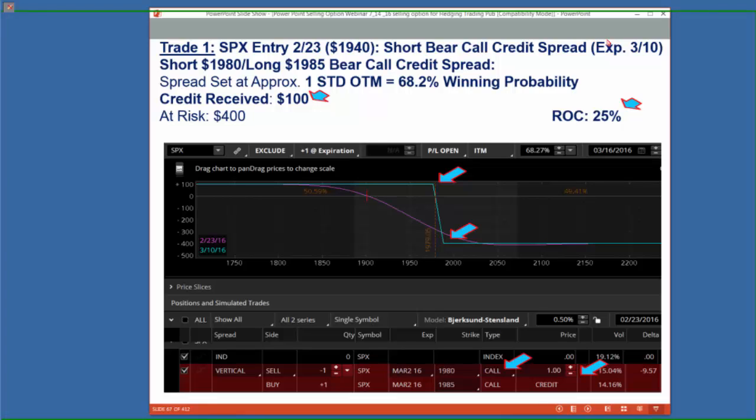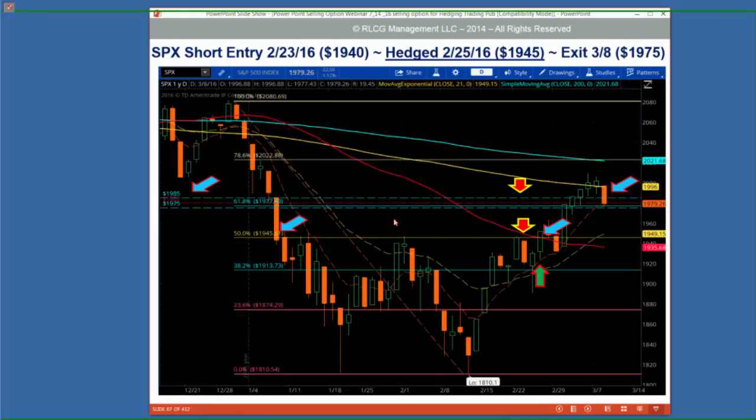Now, the hedge was if it broke and a price pierced that 1945 level. You can see that arrow. That's where it did. On the 25th, I didn't waste any time. I went ahead and hedged it. And I'll show you what I did here in a second.